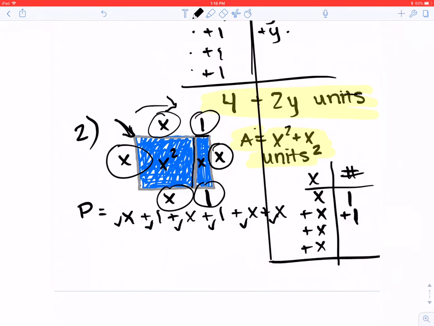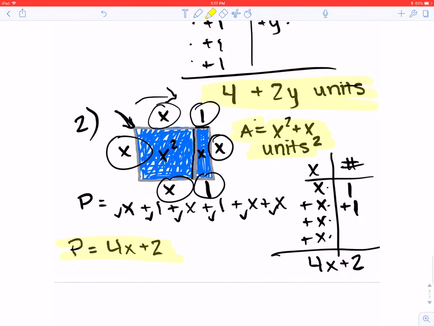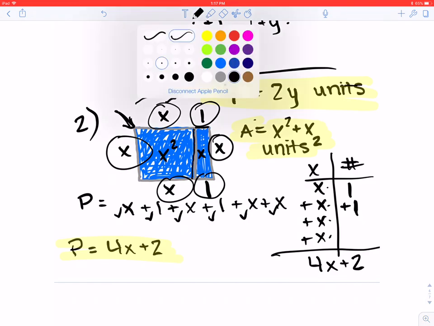Add it all up. How many x's do I have? Let's fix that. All right. How many x's do I have? 1, 2, 3, 4 x's. And 1 plus 1 is 2. So my perimeter equals 4x plus 2. How awesome is that? You just solved 2 area and perimeter problems. Pat yourself on the back. You are going to become an algebra tiles expert.